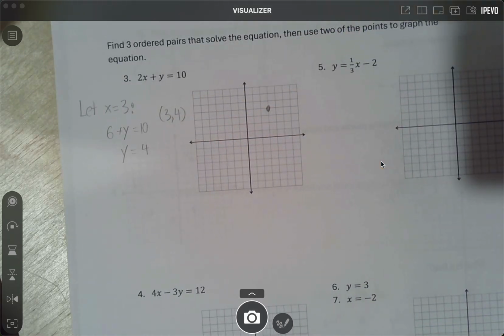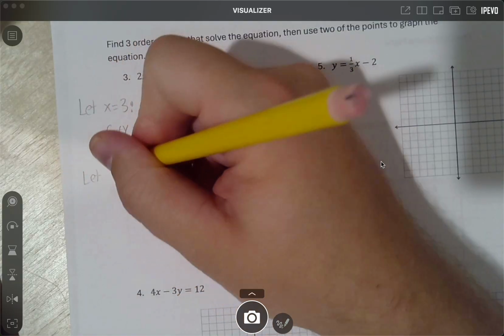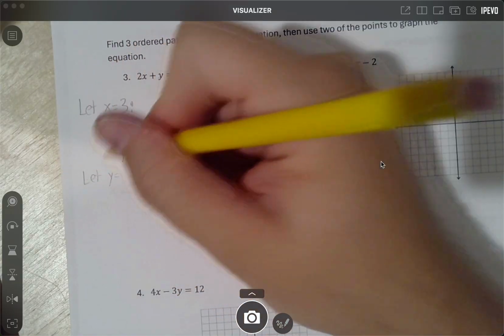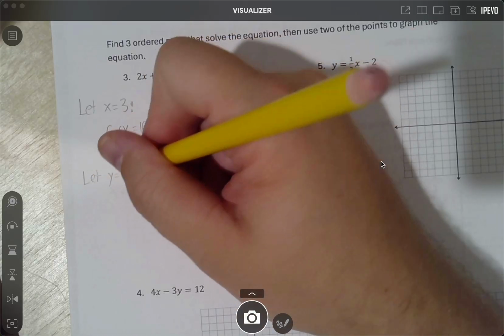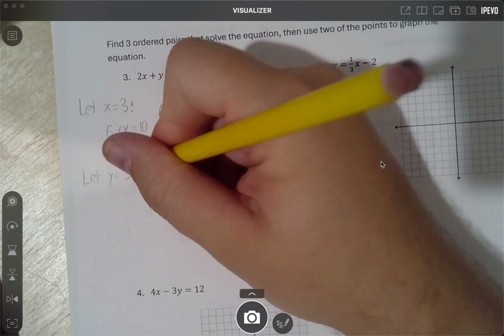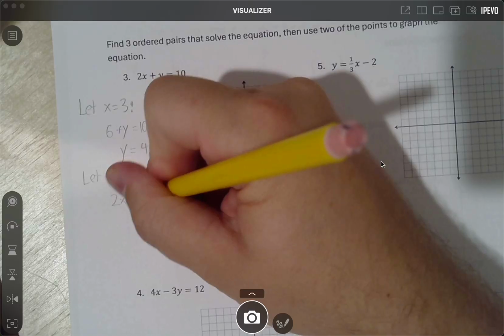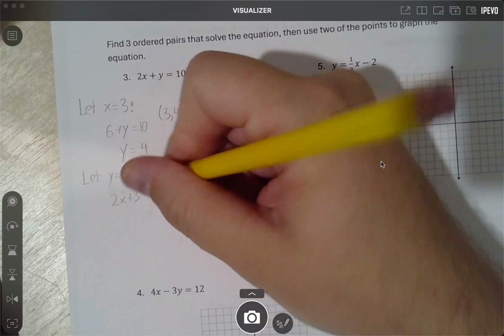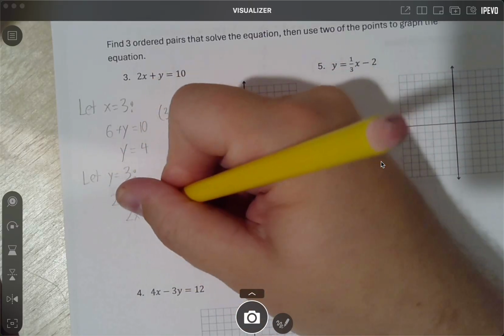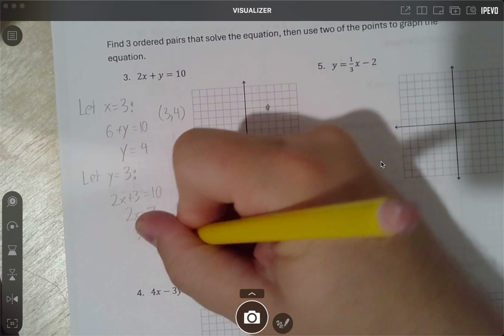Now, you want to be careful because not every time you do this is it going to work out nicely. And so let's force that to happen early on just to see it. Let's say that I want y to equal 3. Well, let's set y equal to 3 and see what happens. If y is equal to 3, I still have my 2x. I now have plus 3 equals 10. And if I work that out, that's 2x equals 7, which means x equals 7 over 2.